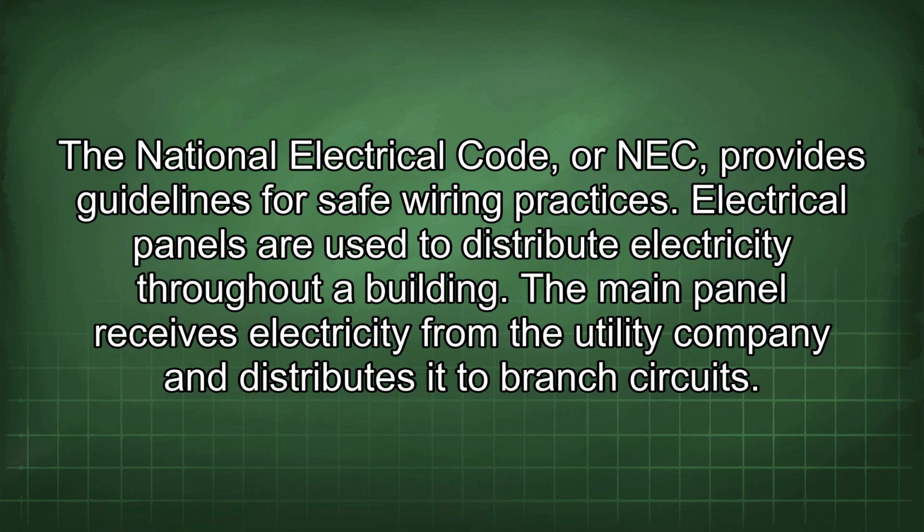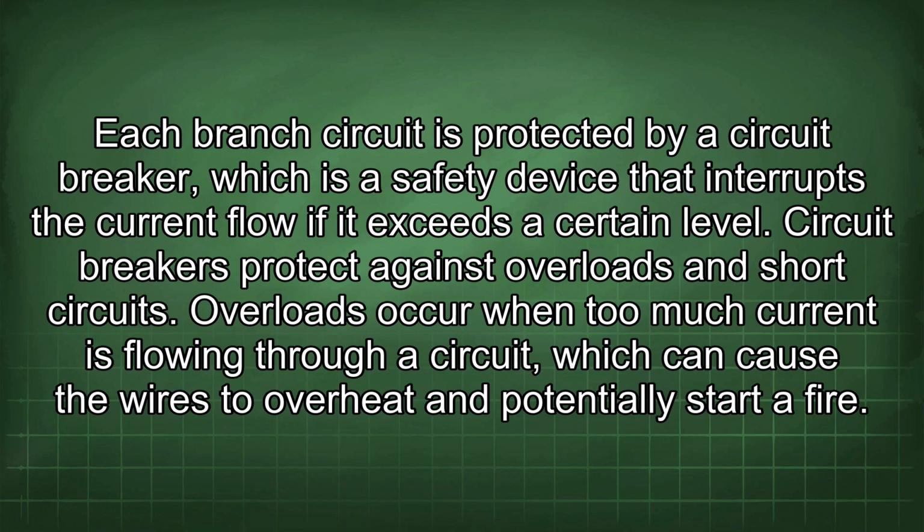Electrical panels are used to distribute electricity throughout a building. The main panel receives electricity from the utility company and distributes it to branch circuits. Each branch circuit is protected by a circuit breaker, which is a safety device that interrupts the current flow if it exceeds a certain level. Circuit breakers protect against overloads and short circuits.